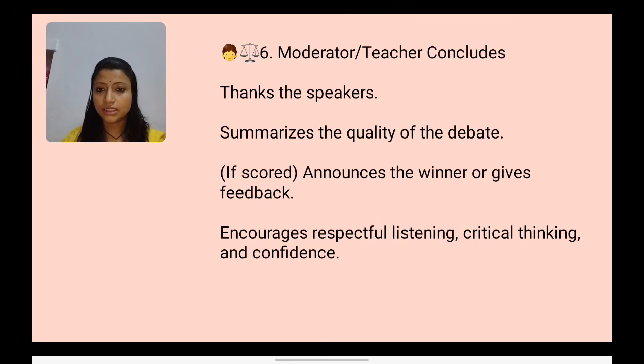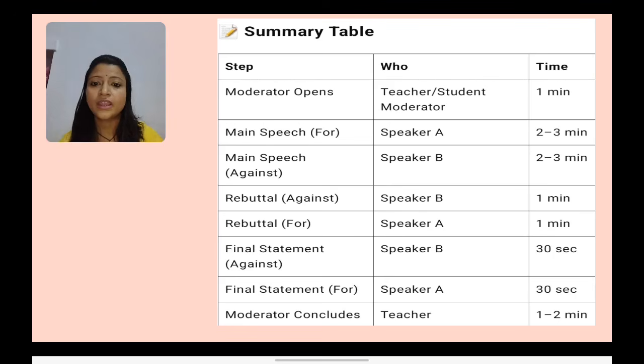Then the turn comes to the moderator or teacher. He or she concludes, thanks the speakers, and summarizes the quality of the debate. If there is a competition, announces the winner or gives feedback. Encourages respectful listening, critical thinking and confidence of all the speakers. So this is the basic structure of a debate. This is a summary table for this.